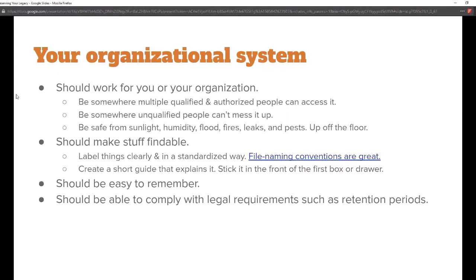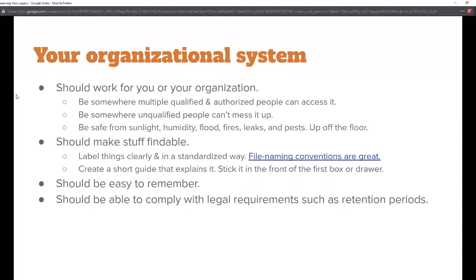It might be more than you need at this time. If your folder system is good, your file naming conventions probably don't need to be so good. But it depends on the size of the organization or how many people you have helping you. That definitely determines how detailed you want to be in these things.